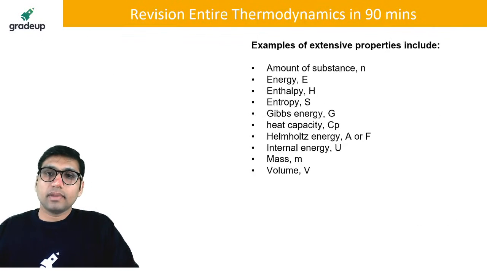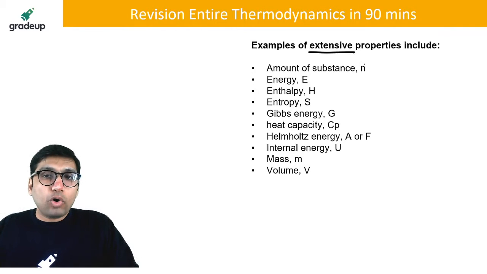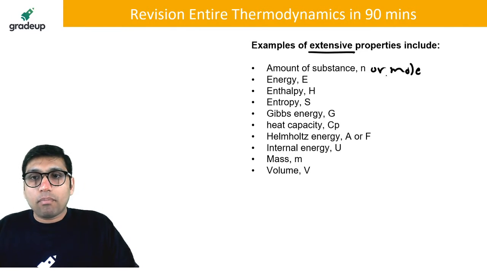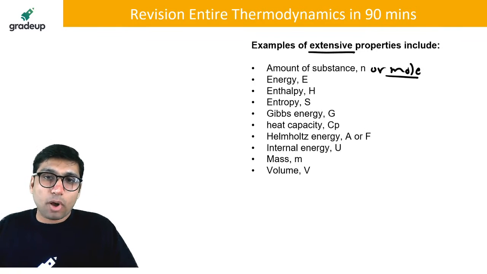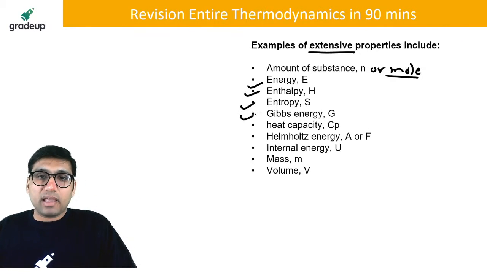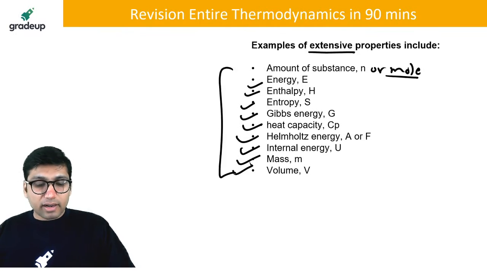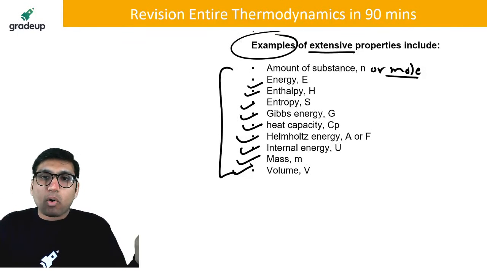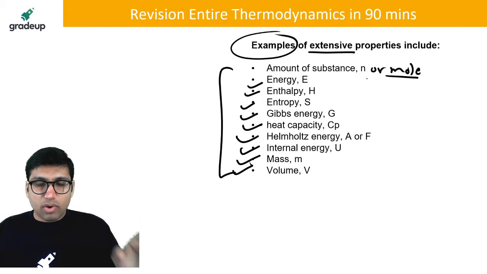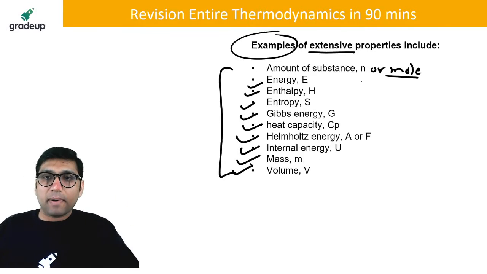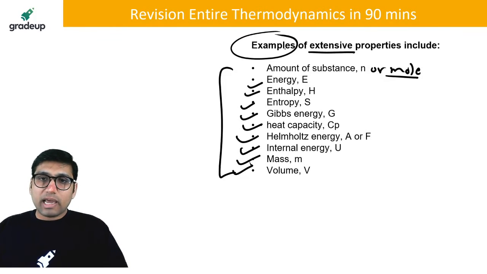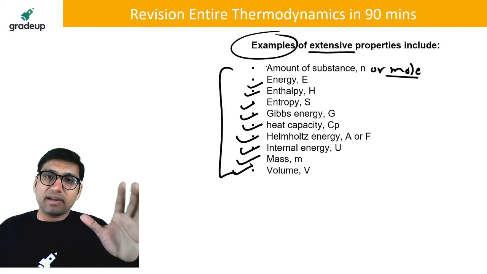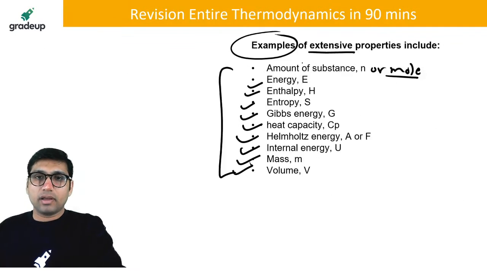Okay, don't worry. This is the example of extensive properties. Amount of substance or mole. Number of moles comes under the extensive property. Number of moles, energy, enthalpy, entropy, Gibbs energy, heat capacity, Helmholtz energy, internal energy, mass and volume. They all come under the extensive property. So that is an example. And if you have remembered this, you don't need to worry about any question coming from any property, you can easily answer. Just remember this thing. Either you remember that extensive property is mass dependent property, it depends on the mass, or you can remember this table. This is the example of maximum intensive properties and extensive properties given in this PPT.